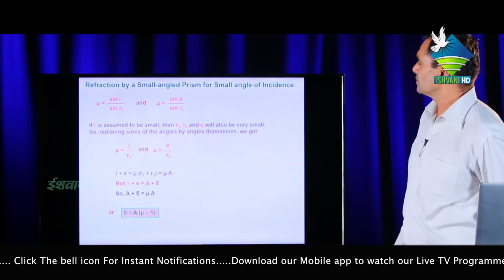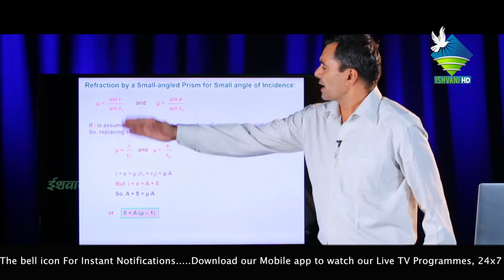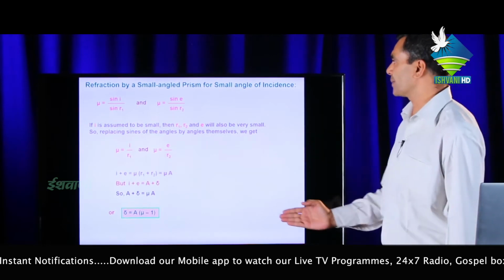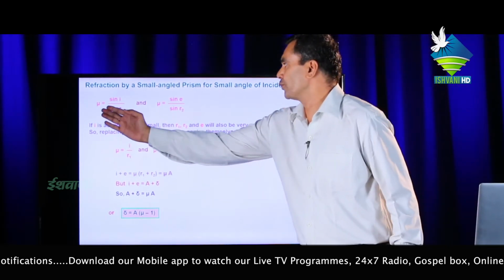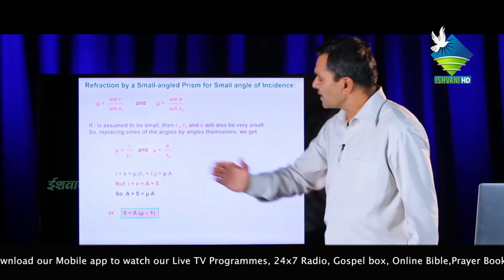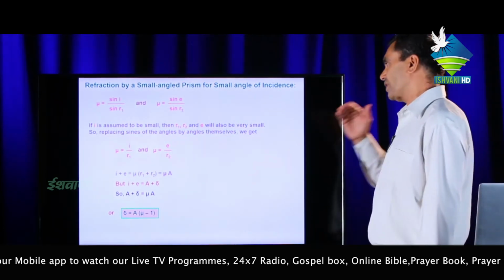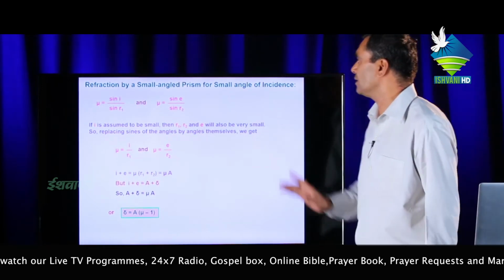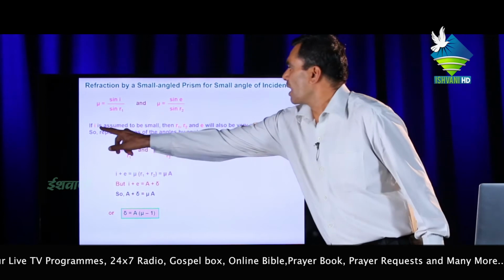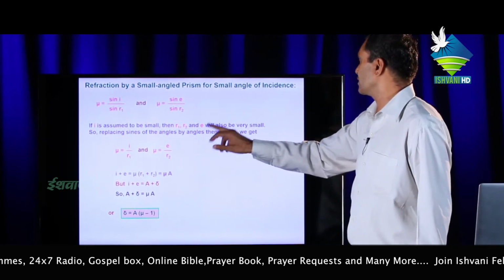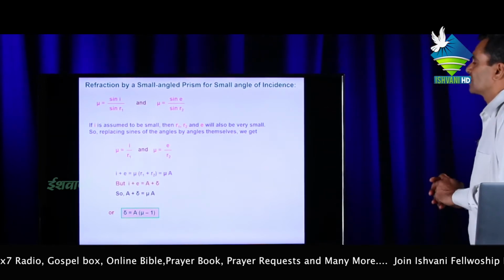By Snell's law, when a light ray comes from rarer to denser medium, mu equal to sine I upon sine R1. And when light moves from prism to air medium, then by Snell's law, mu equal to sine E upon sine R2. If I is assumed to be small, then R1, R2 and E are also small.